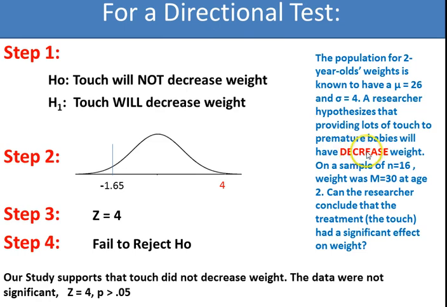If the hypothesis had been in the opposite direction, if the researcher hypothesized that touch to babies would decrease weight, now we would be looking for an effect to the left of the mean, right? We would be looking for an effect on this tail of the distribution. So that the researcher's hypothesis now would read touch will decrease weight. The null hypothesis would state that touch will not decrease weight.